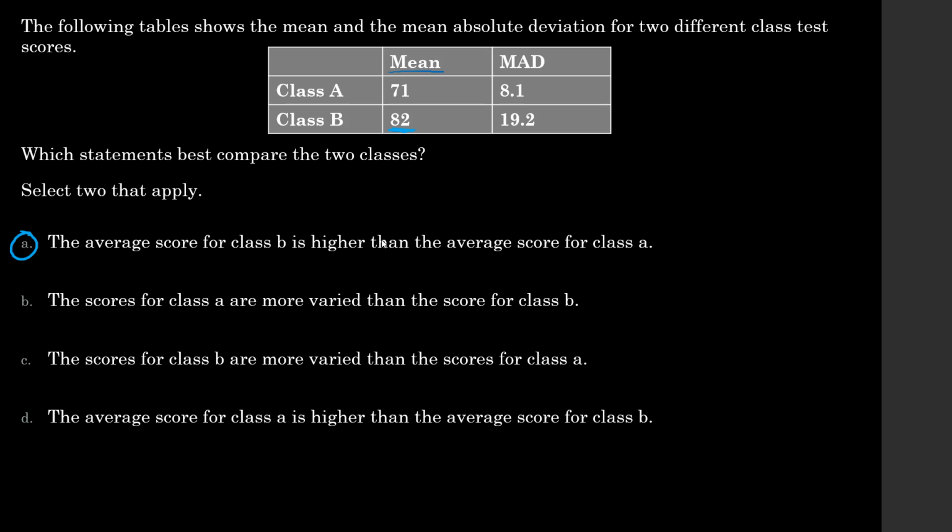So with that in mind, this class B has a much larger mean absolute deviation. So since class B has a larger mean absolute deviation, that means that class B actually has a more varied amount of numbers. So class B is more varied than class A in terms of scores, because that's what this question is talking about.